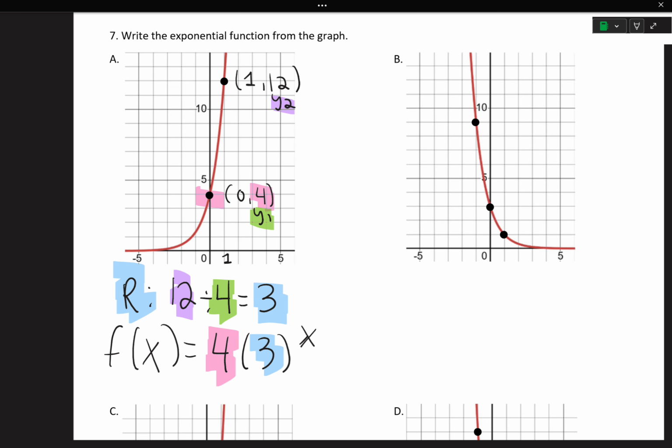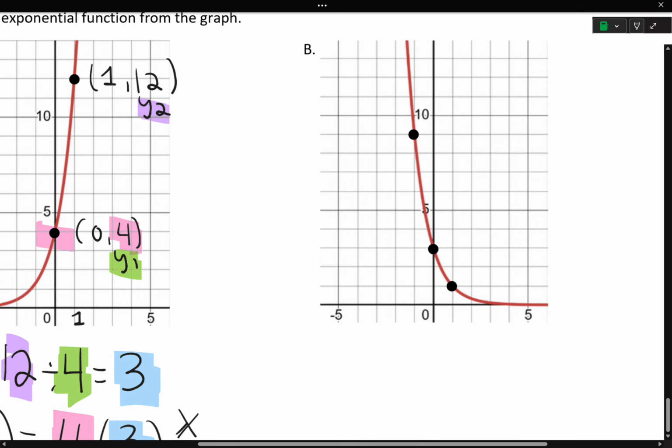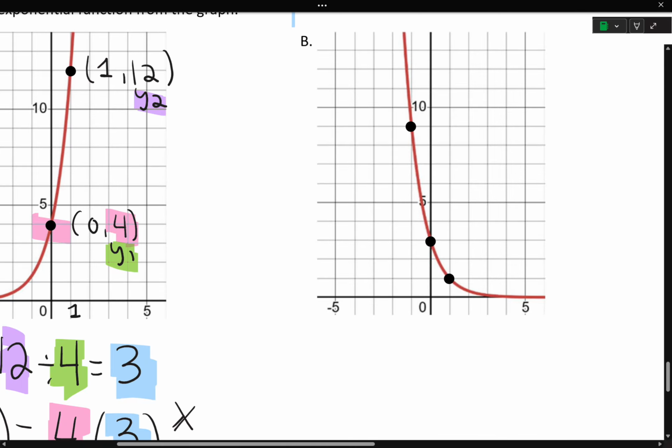For letter B, it doesn't matter which 2 points we use. I just drew 3, and we'll see what each class picks. But for now, I'm going to use this starting point, which is 0, 3. Perfect, we need that. And this point here is 1, 1. I'm going to call this y1. I'm going to call this y2.